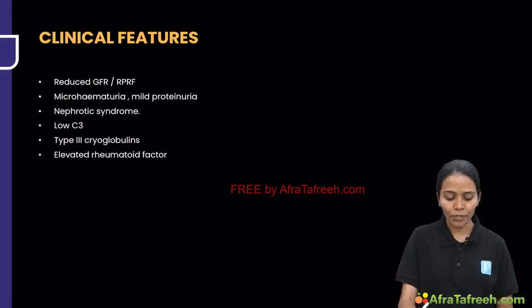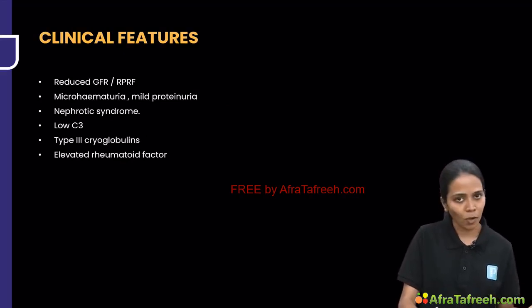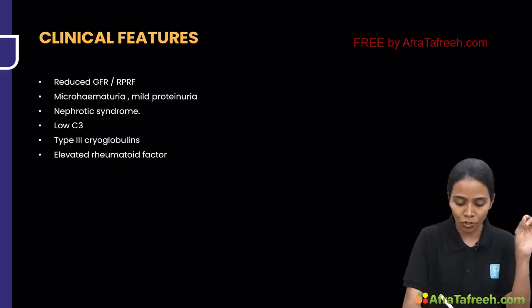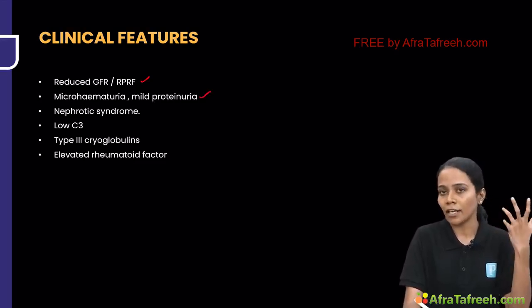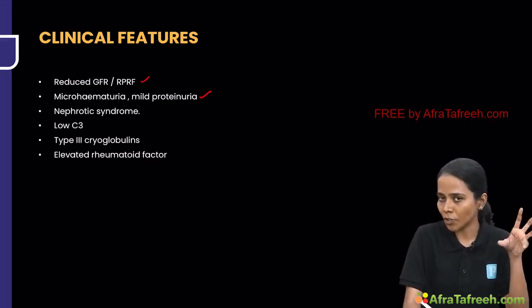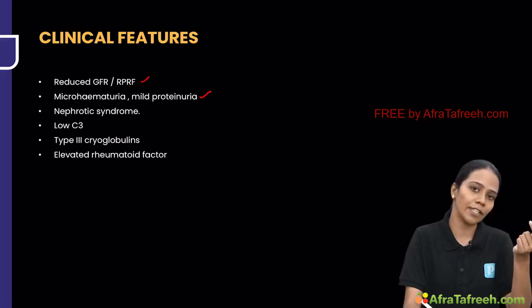Now, coming to the clinical features. What clinical features are going to be there? Like in any other glomerulonephritis, there's going to be reduced glomerular filtration rate and RPRF. There's going to be microhematuria and mild proteinuria. For example, think cardiology sends a consult that an infective endocarditis patient is there. Suddenly the patient is having reduced urine output and elevated creatinine.